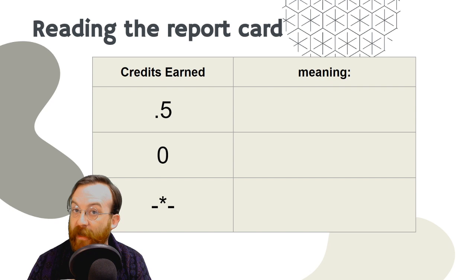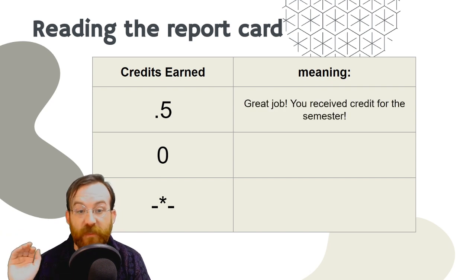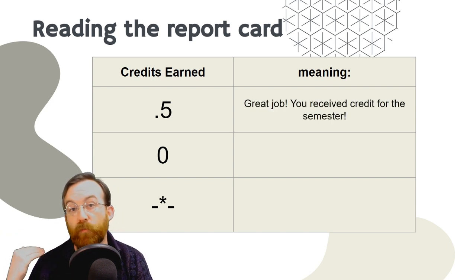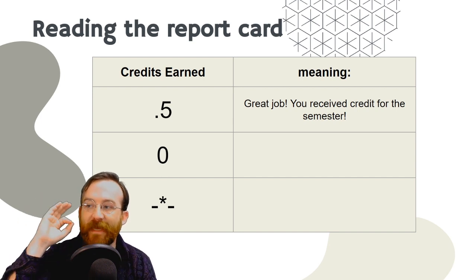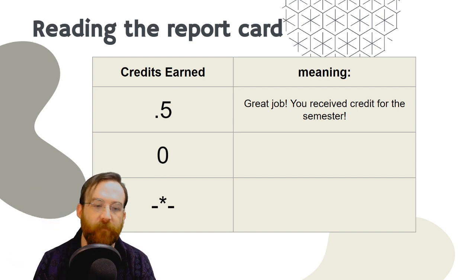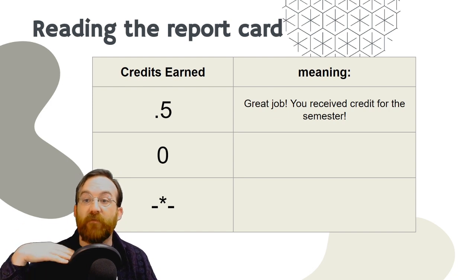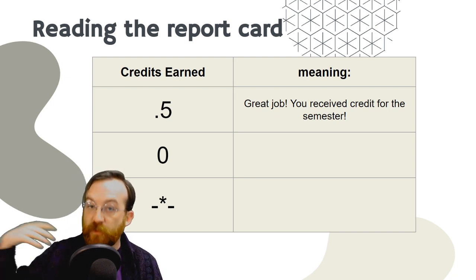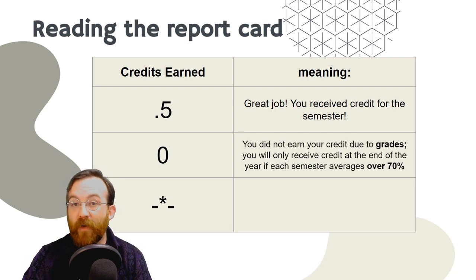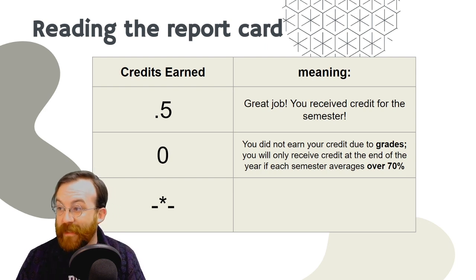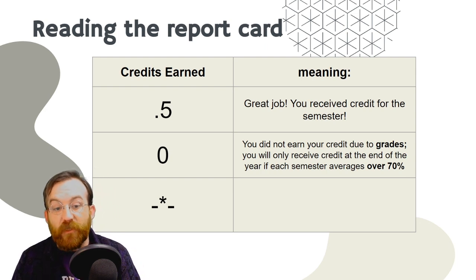If you got 0.5, that means great job. You received credit for the semester, you were present enough times, you made a passing grade, and you received the half credit for the one semester. If it's a year-long class, you'll receive the other half of the credit after the spring semester if you keep up the good work. If this column says 0, then that means you did not earn the credit yet due to your grades. You will only receive credit at the end of the year if each semester averages over 70%.